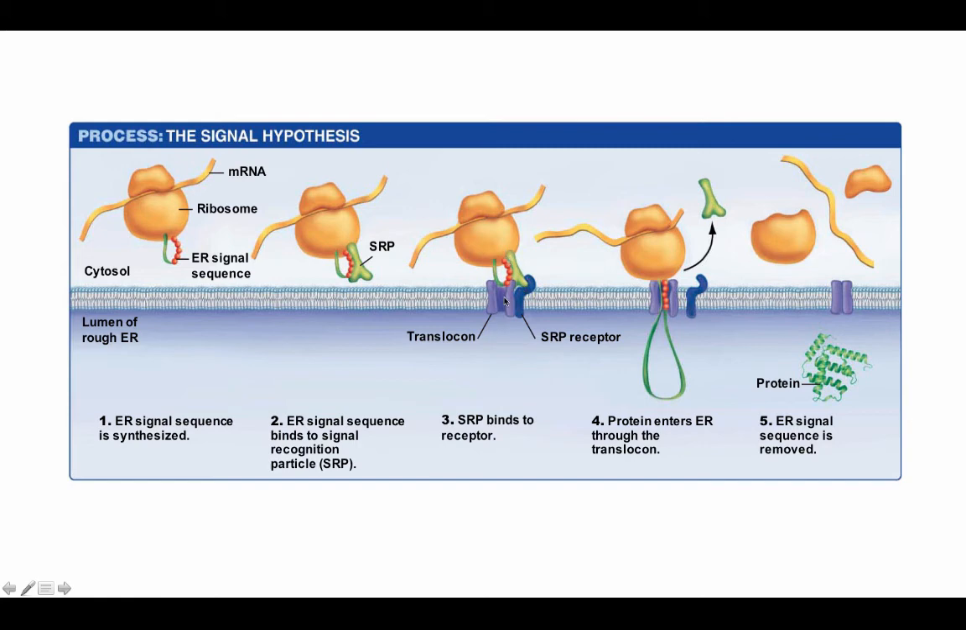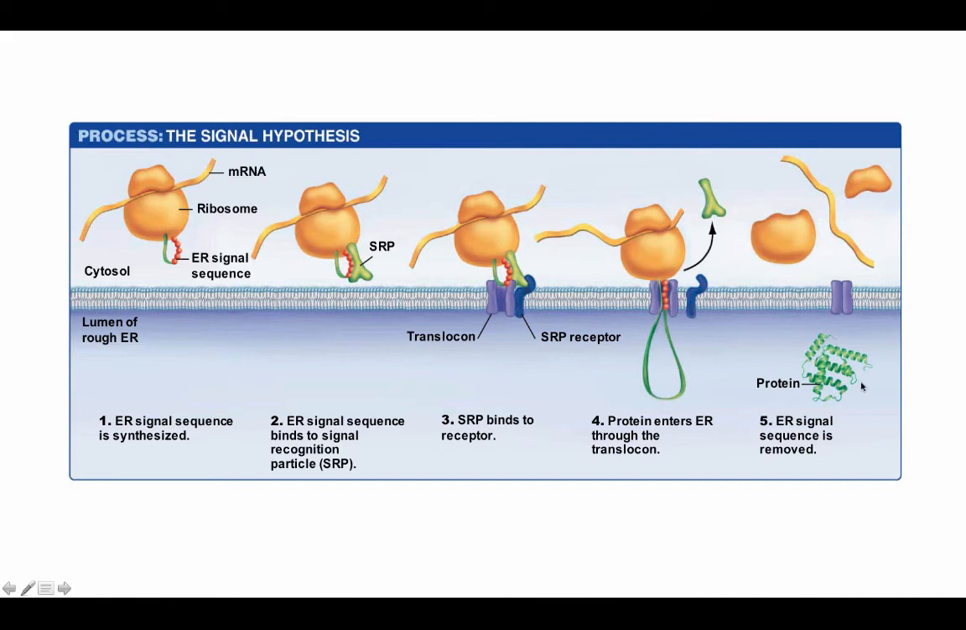Once this is all bound and this process is started, the ribosome is now sitting on the translocon and feeding that polypeptide chain down into the lumen of the ER. The SRP is released, the SRP receptor dissociates from that translocon, and everything is up and running. Once it's inside, the polypeptide chain is modified so that the ER signal sequence is removed.